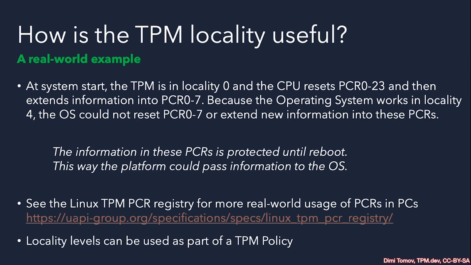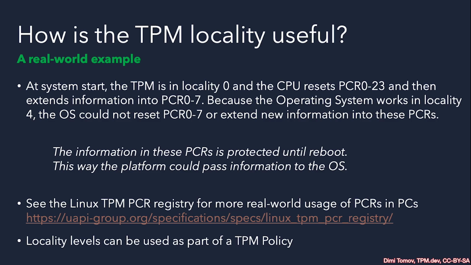At system start, the TPM is in locality 0, and the CPU will instruct the TPM to perform a TPM2 startup. Of course, it is the UEFI BIOS code that will send that instruction, but the host CPU is what sends the commands to the TPM. In turn, the TPM will reset all 24 PCRs, from number 0 to 23. And then the UEFI or BIOS will extend information into the first PCRs, usually PCRs 0 to 7, with important information about the state and integrity of the UEFI configuration and so on.